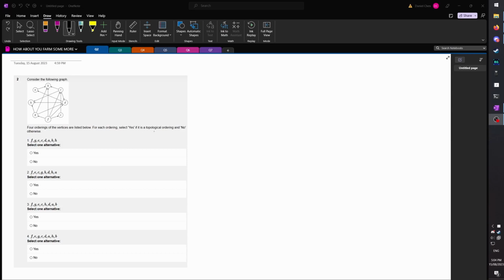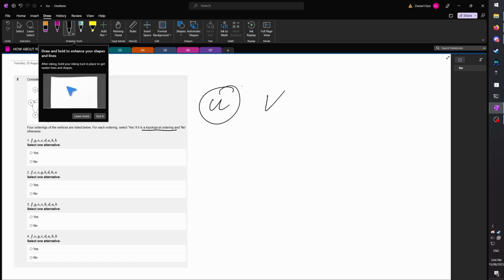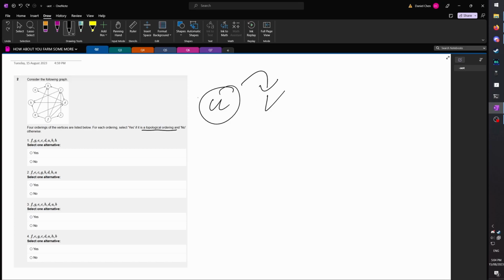Okay, so remember that with a topological ordering, we need to have that every single edge from, say, U to V has to have it so that U must be before V in our ordering. So the way I would do this is I would just go through all of them. So let's look at F first, right? Look at the outgoing edges from F, and make sure there's no outgoing edges going to a previous vertex, which there are no previous vertexes, so it's fine.